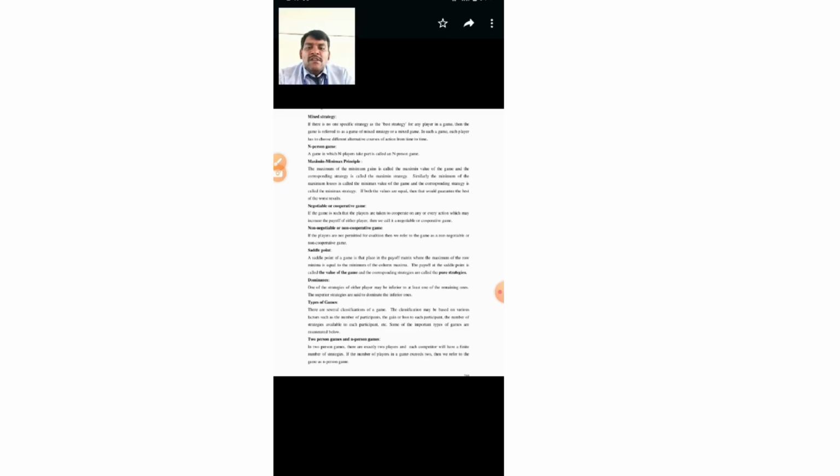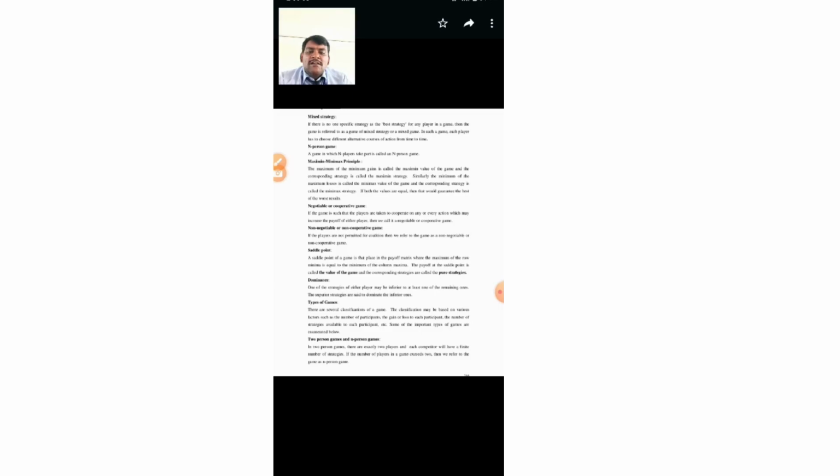Next the topic, very important: what are the maximin principle and the minimax principle? The maximin principle is simply to maximize the minimum guaranteed gain. The principle which is used to maximize the minimum guaranteed gain is called the maximin principle. What is the minimax principle? The minimax principle is simply to minimize the maximum losses. Minimize the maximum losses is called the minimax principle.